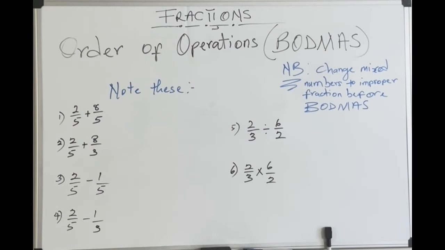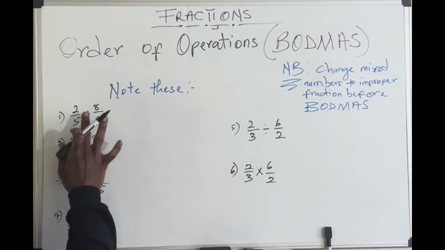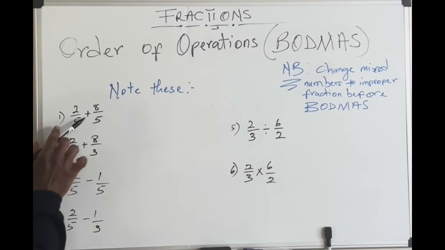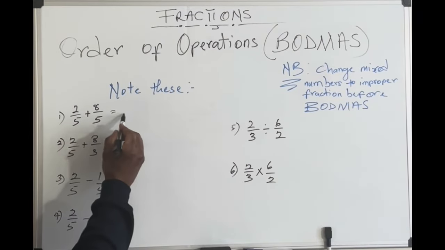So the next topic will be order of operations, still under fractions. But before we go on, let's take note of these words here. Whenever you have a problem like this, 2 over 5 plus 8 over 5, and the denominators happen to be the same, you can just go ahead and work it out.